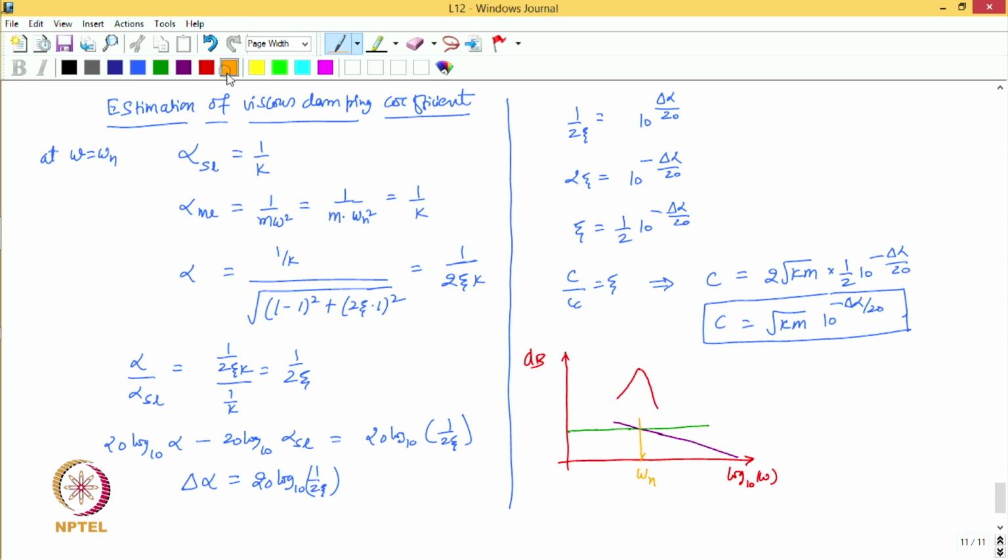Now if I extend this line like this, then this is nothing but the delta alpha, in dB, right. So, wherever this ordinate intersects the FRF curve, that magnitude has to be taken, and the magnitude of the stiffness line. So, that is delta alpha. This we can read from the magnitude plot, and then we can determine the viscous damping coefficient.